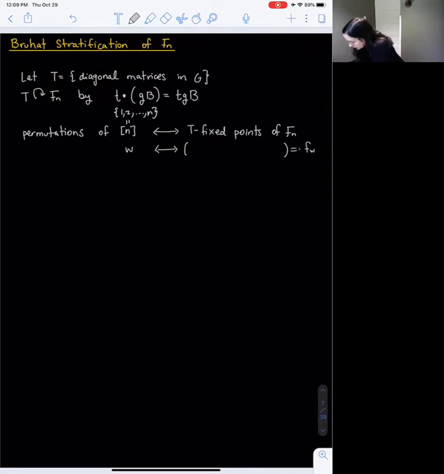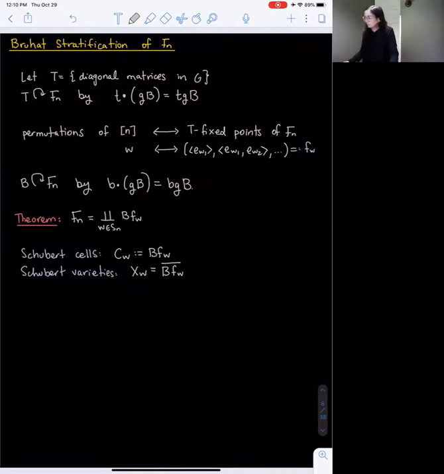The way you make it correspond is, if you have your permutation w, you send it to the following flag: span of e_{w(1)}, then span of e_{w(1)}, e_{w(2)}, and so on. In terms of matrices, this is the permutation matrix of your w. You take the span of the first column of your permutation matrix, and so on. Similarly, we also have this description in terms of cosets of the flag variety.